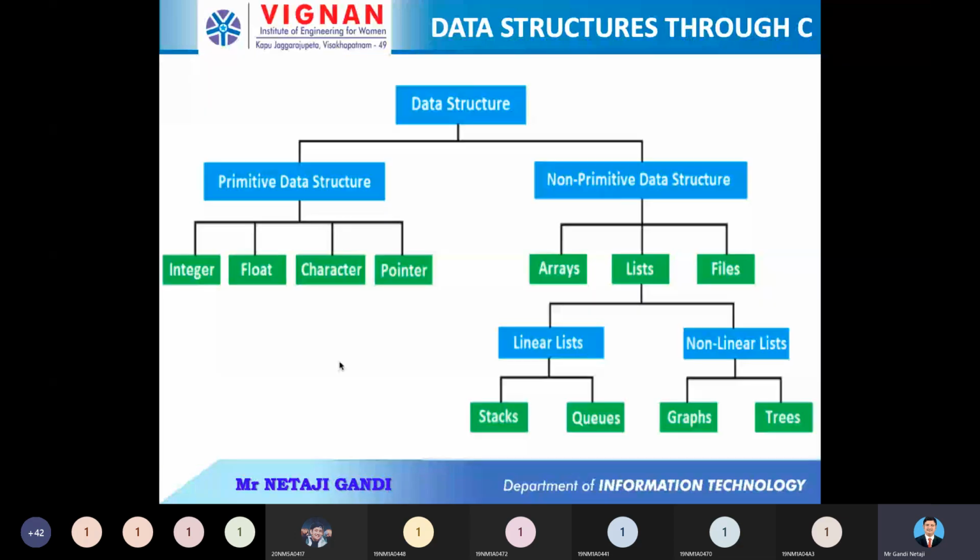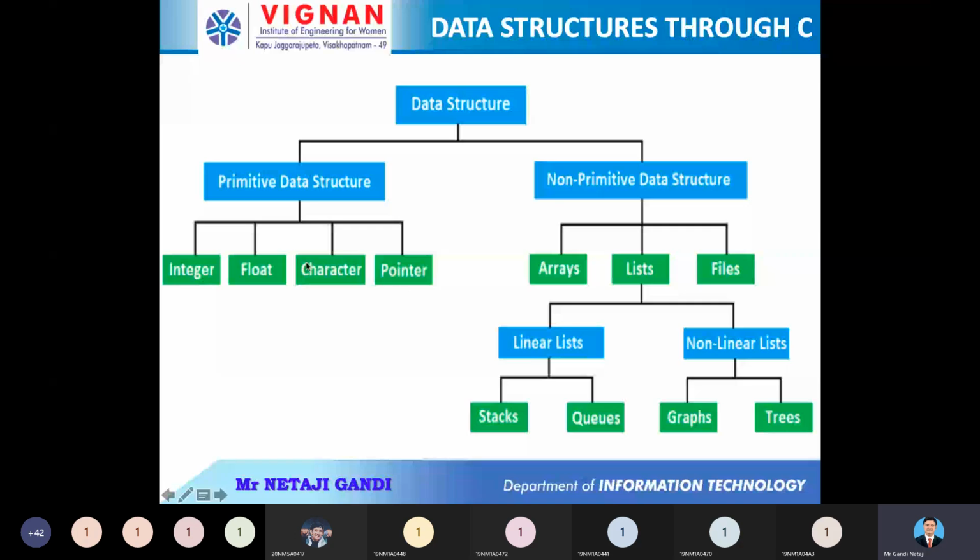Are these primitive data structures already known or not? Please respond. Yes, sir. In C language, integer data types, predefined data types: int, float, character, void is a special data type, and floating point, double. These will be taken as primitive data structures.